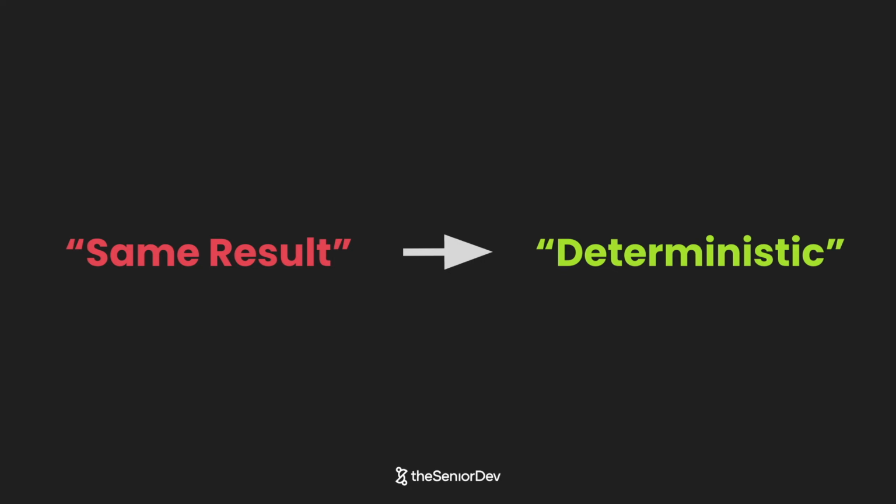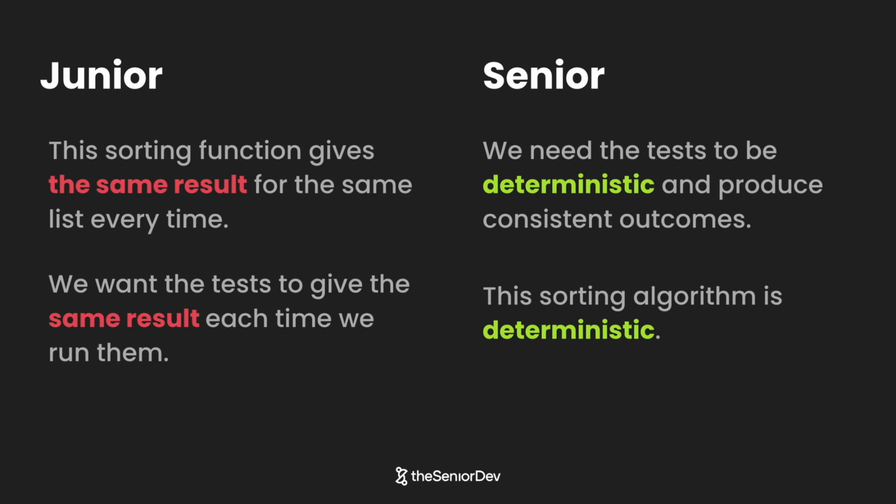A junior would talk about a function that gives the same result, whereas a senior would talk about deterministic behavior. So a junior would say the sorting function gives the same result for the same list every time, whereas a senior would say the sorting algorithm is deterministic.